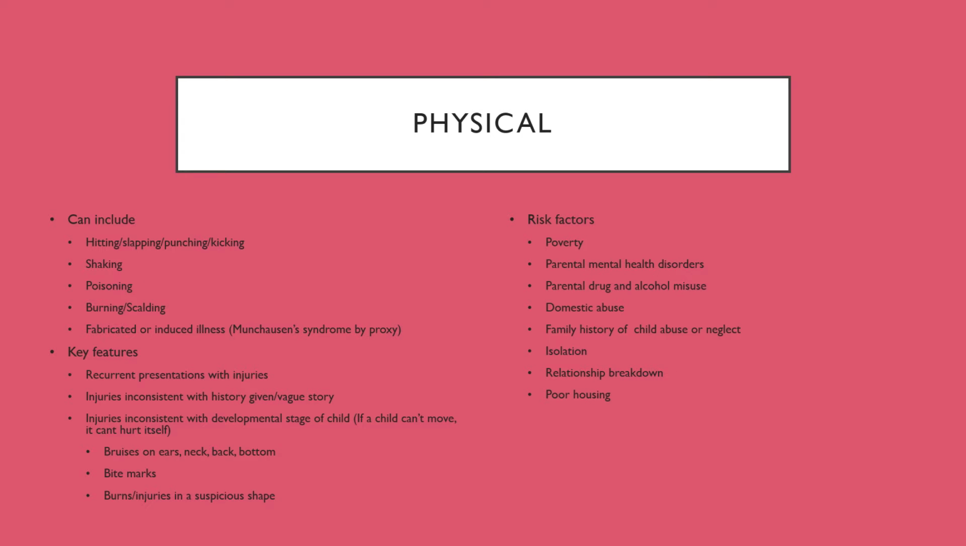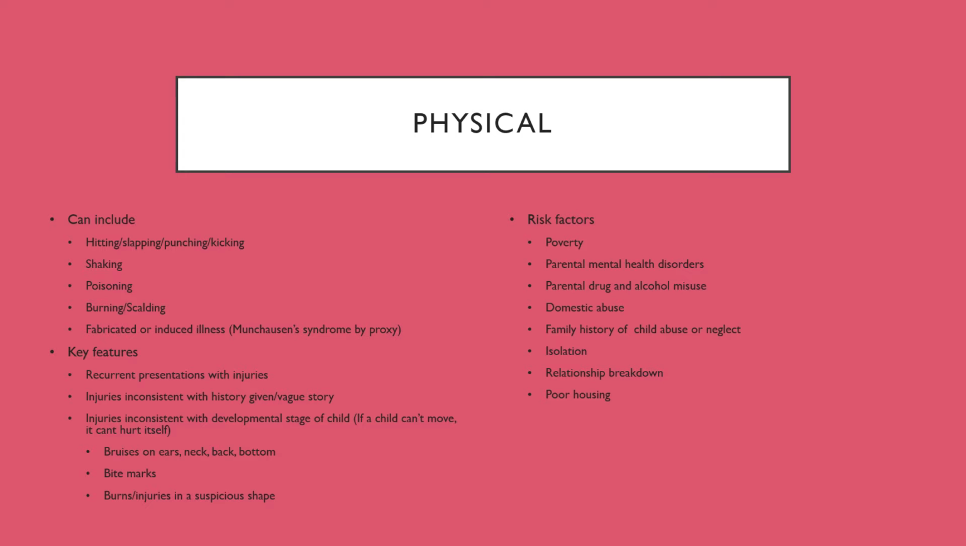The first kind of child abuse that we're going to think about is physical abuse. This is probably the most self-explanatory, and it can include things like hitting, slapping, punching, kicking, shaking, burning, poisoning, but also fabricated or induced illness, which used to be known as Munchausen syndrome by proxy, where parents or caregivers will fabricate an illness or make their child become ill so that they can then seek medical attention.